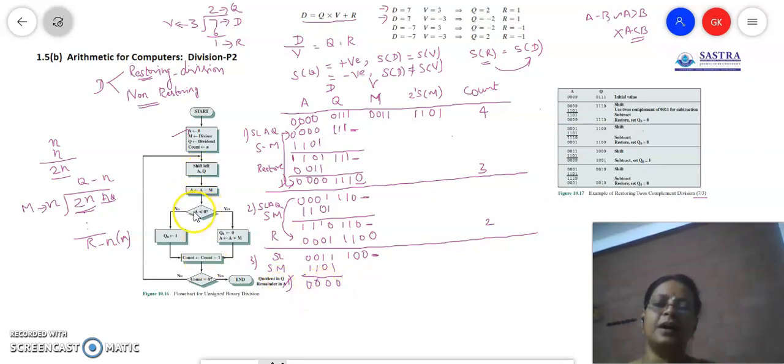As per the logic, only if A is less than 0 will you cancel. If A is equal to 0 or greater than 0, then the subtraction is successful. So you will set the quotient bit to 1. The bit is set to 1, and there is no need to restore here because the subtraction is successful. You decrement the count, it is 1, still not 0, so you have to repeat one more cycle. In the fourth step, again you are going to shift left.